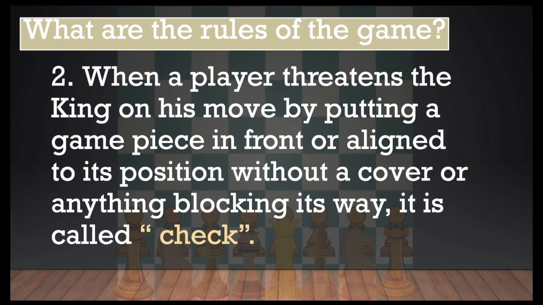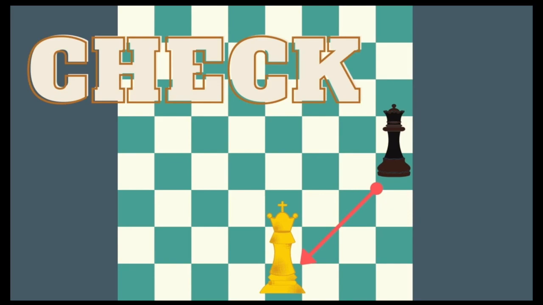Next, when a player threatens the king on his move by putting a game piece in front or in line with its position without a cover or anything blocking its way, it is called check. As a player, you have to say check. The black queen checks the white king since it is diagonally directed at it. So this queen could capture this king. So she should say check. Just like that.